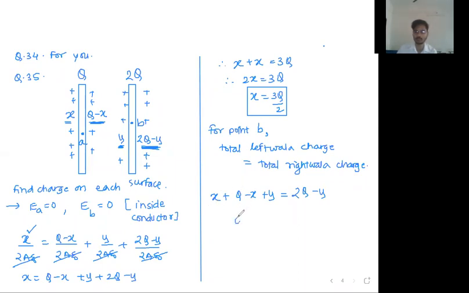So this is equal to q plus y is equal to 2q minus y. Sir, this q on the right hand side, this y on the left hand side. So that will become 2y. 2q minus q will become q. So sir, value of charge y becomes q by 2. This is your second answer.